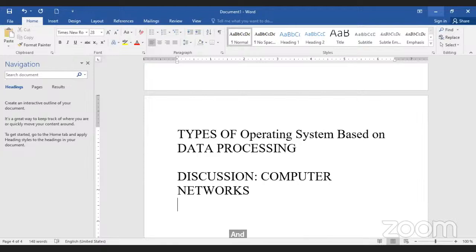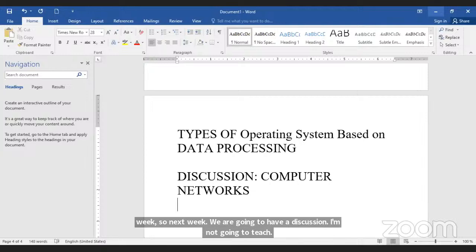So it means that I need the registration numbers of the groups next week. Next week we are going to have a discussion. I'm not going to teach you; you are going to teach yourselves.